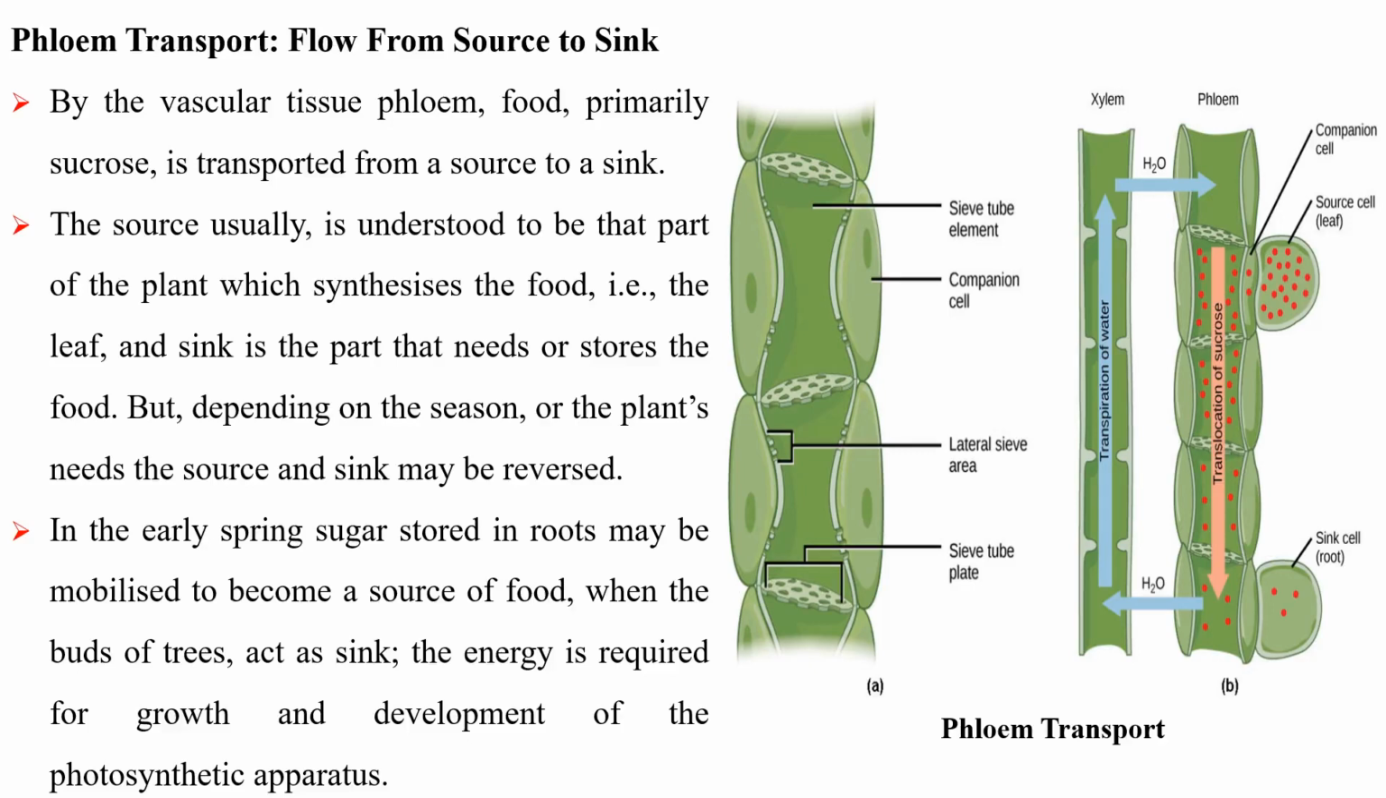In the early spring, sugar stored in roots may be mobilized to become a source of food when the buds of trees act as sink. The energy is required for growth and development of the photosynthetic apparatus.